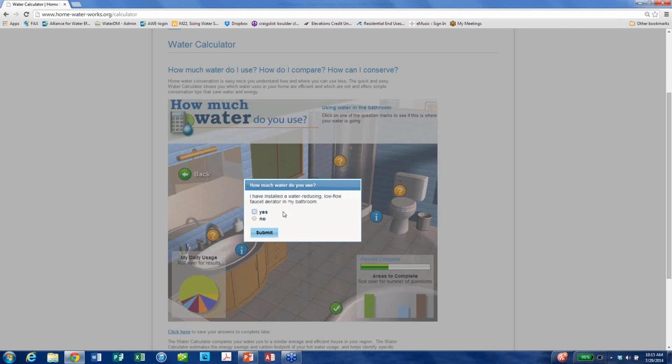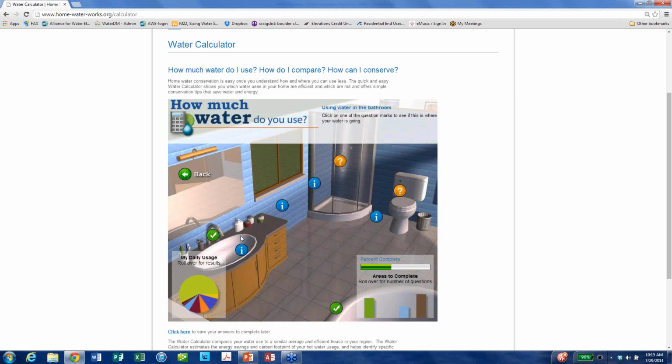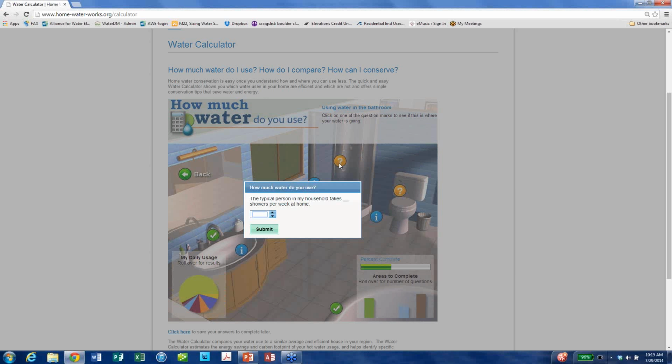I've installed a water reducing low flow aerator in my bathroom. Yes, I've done that in all the bathrooms in my house, so I'm going to say yes to that. That's it for the faucets. Let's go on to the showers now.